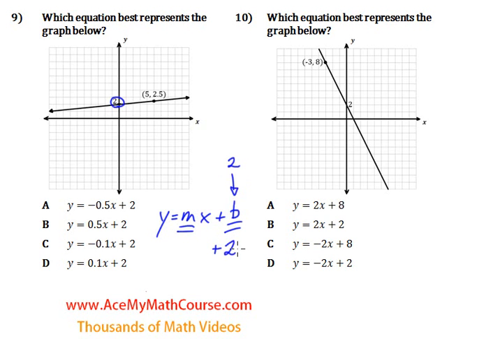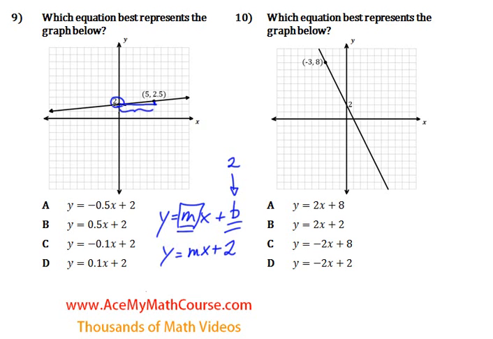I almost wrote b again. There we go. Great. But now what is m, which is the slope? Well, this will be a little bit harder to see in this case. You can determine the slope by using the slope formula as well. But in this case, I'm just going to take a look at the rise over the run.